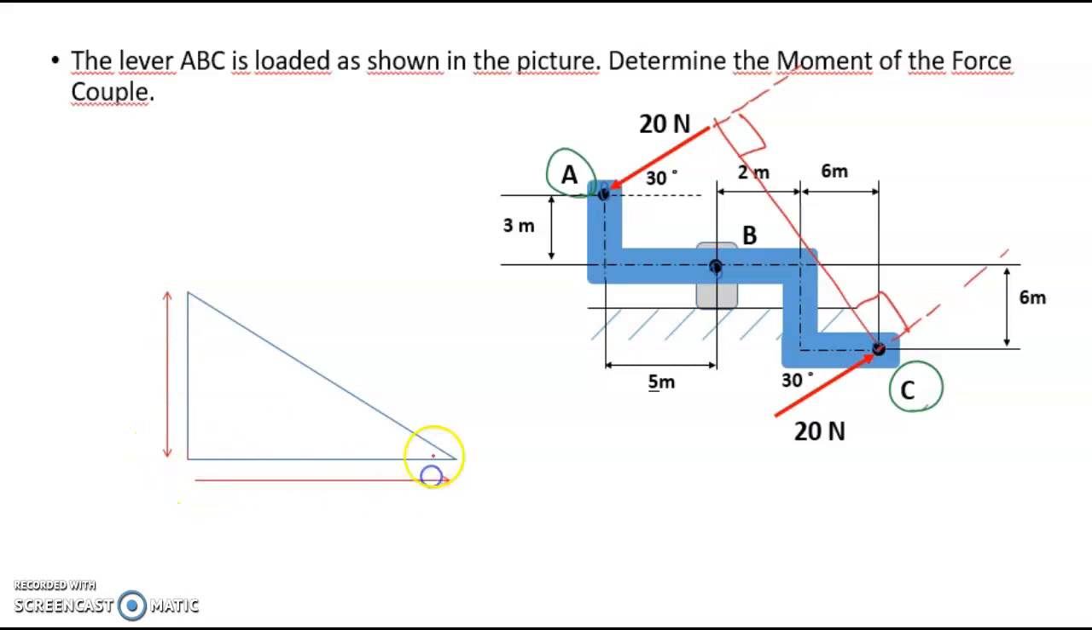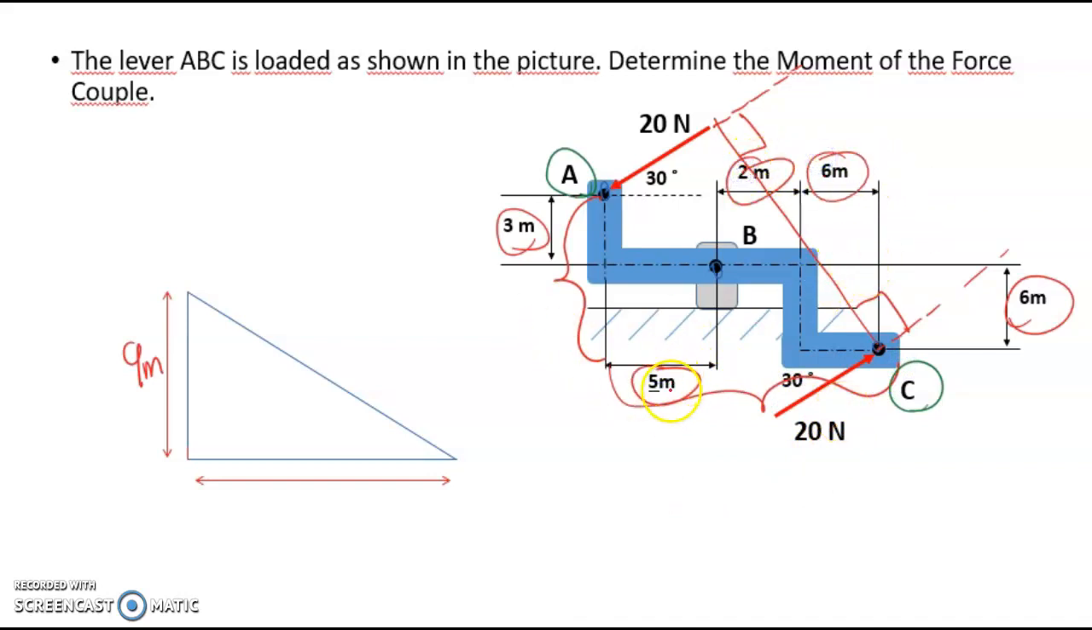The first distance, the vertical one, will be composed of the distance from A to C vertical. That includes 3 and 6 meters. That means here we got 9 meters. The other significant distance is going to be the one that goes from A to C, but horizontal. That will include 5, 2, and 6. 5 plus 6 is going to be 11 plus 2, 13 meters.